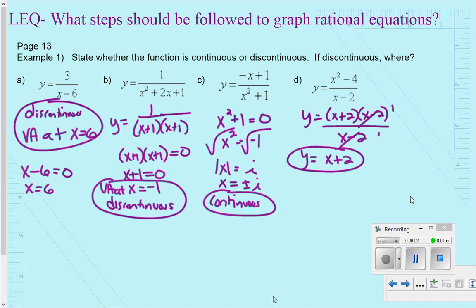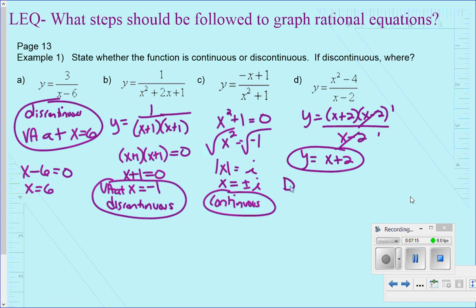But just because it doesn't have vertical asymptotes does not mean that it's continuous. Remember, we would have to set the denominator equal to 0 and get imaginary or complex numbers to say continuous. So based on the definition, I said discontinuous if it has a vertical asymptote or if it has a hole. This actually has a hole, and this is discontinuous.